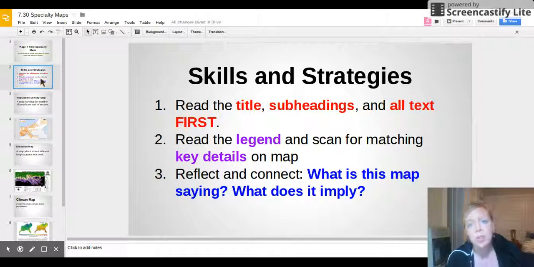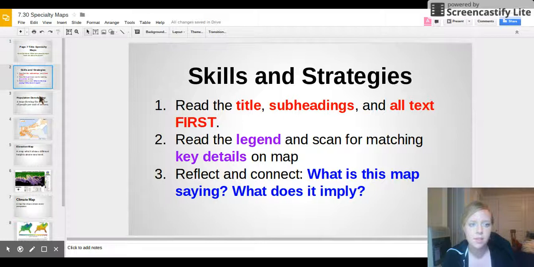And most importantly, what does the map imply? It might be a map about climate, but what else is it saying beyond just climate? It's never one factor. Climate can be affected by all kinds of things, like climate change. So keep that in mind as we're looking at these specialty maps today.